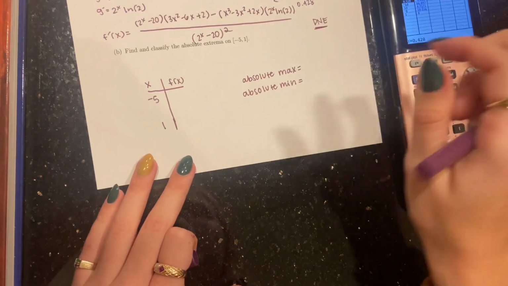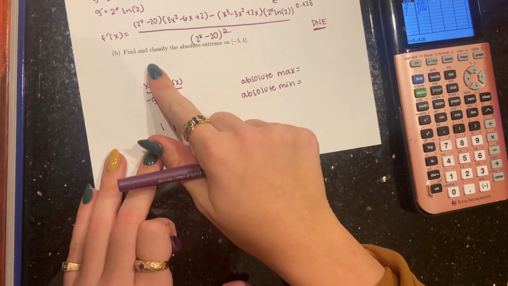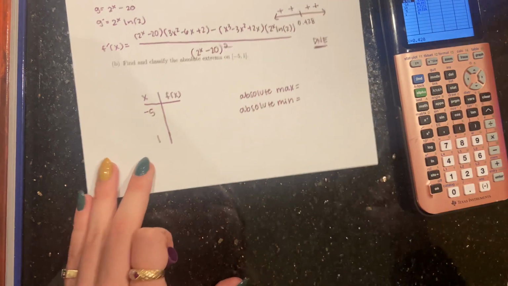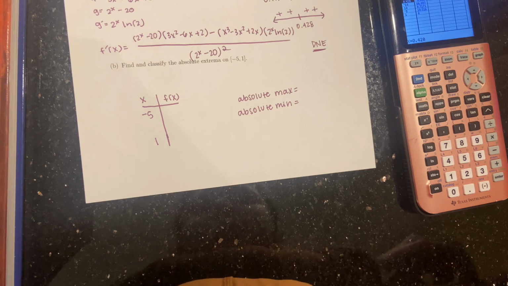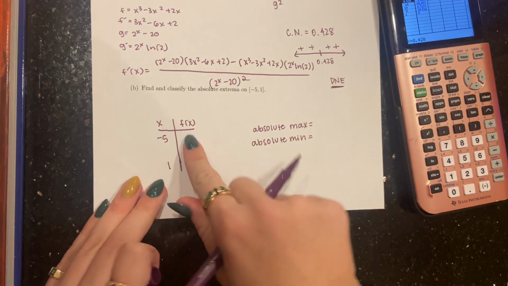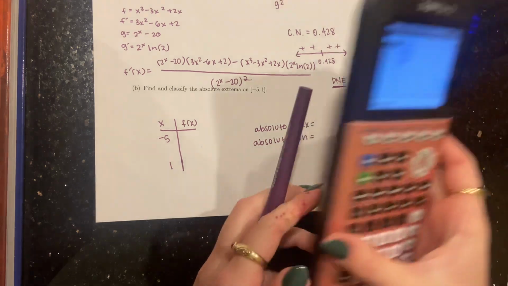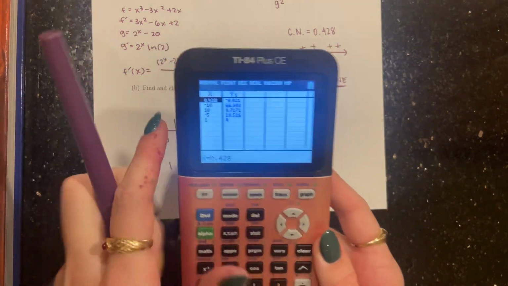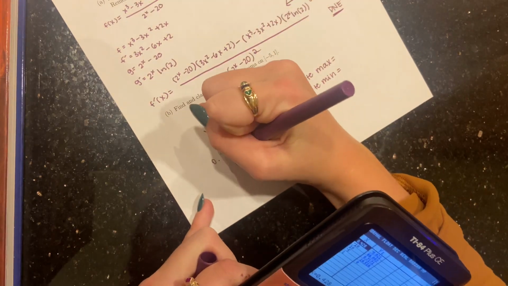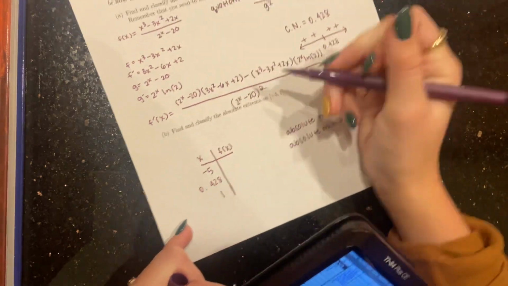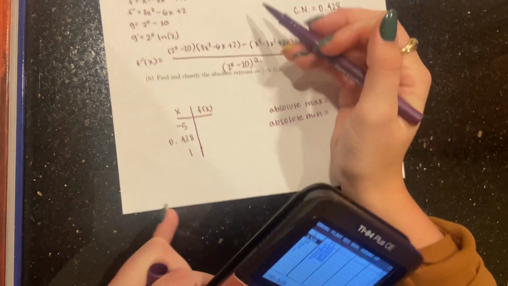Alright, and so for part B, I want to find and classify the absolute extrema on the interval -5 to 1. So here I already have my x and f of x chart. And I'm just going to do the same thing, go to my chart here. And I'm using the same value because I'm still setting my derivative equal to 0.